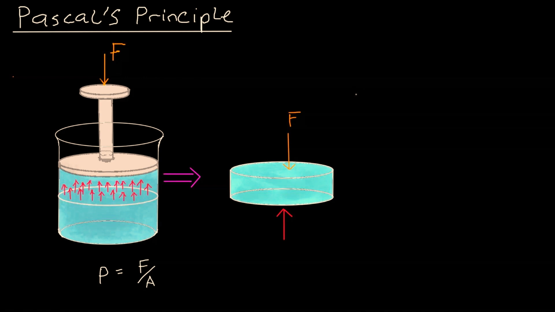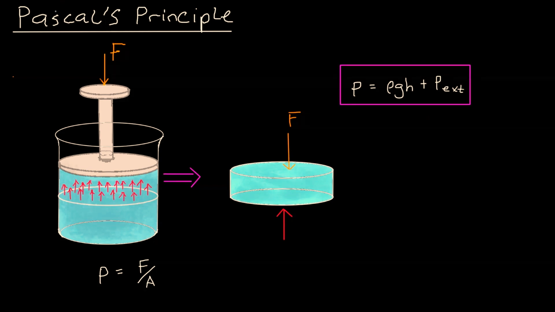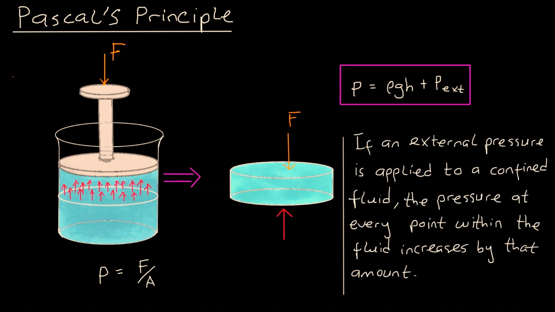If the fluid was under the influence of gravity and had weight, the total pressure in the fluid at a particular point would then be the sum of the pressure due to the fluid's weight and the pressure due to the external force, where h is the height of the fluid above that point. This is a very well-known principle called Pascal's principle, and it states that if an external pressure is applied to a confined fluid, the pressure at every point within the fluid increases by that amount. And this principle holds true regardless of the shape of the container or vessel.